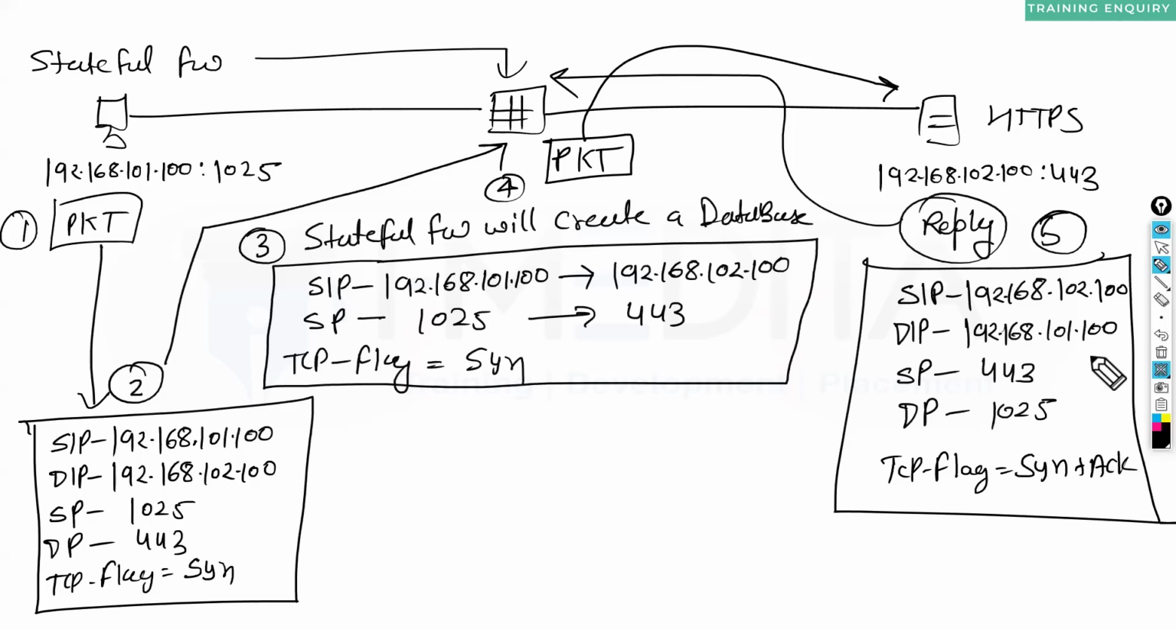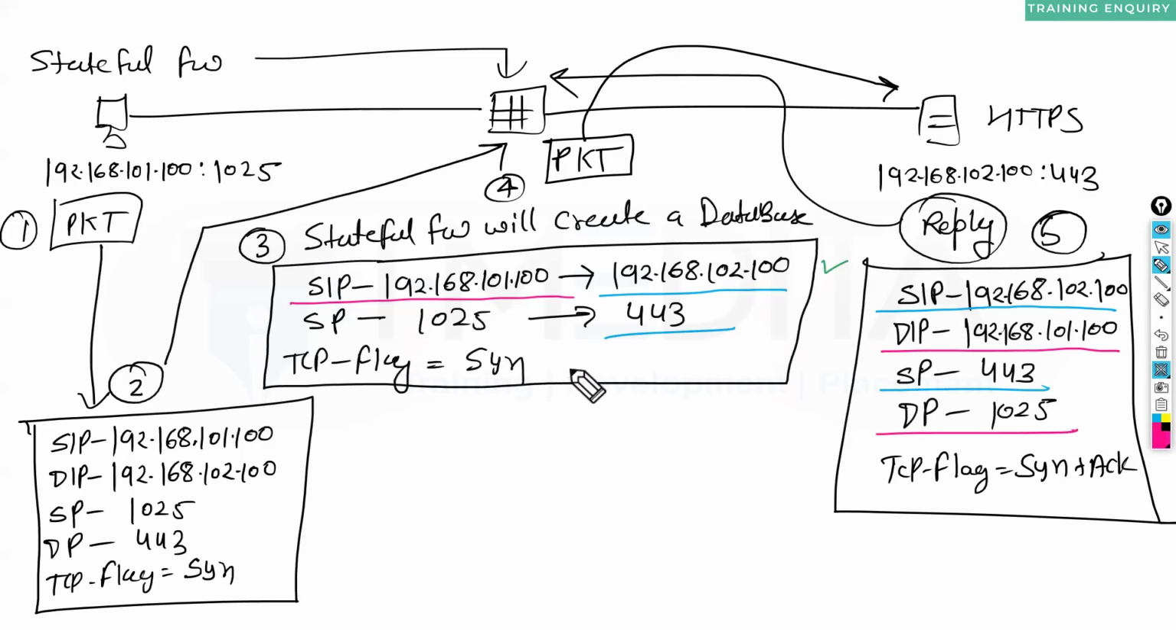Now, firewall will match reply packet information with its table, like 102, 102 is going to 101, 101. Yes, layer 3 information is matching. 102 dynamic port number 443, 443 is going to 1025, 1025. Port numbers are also matching.